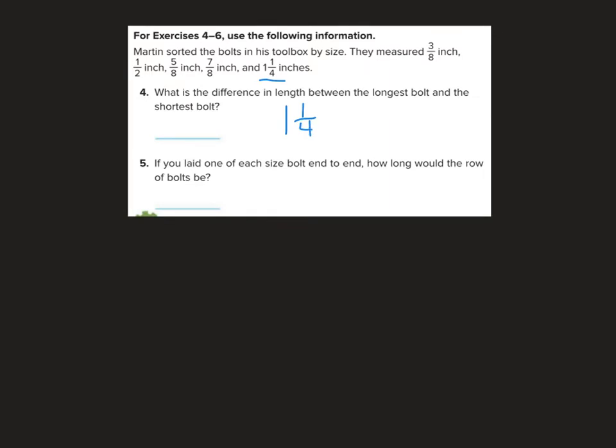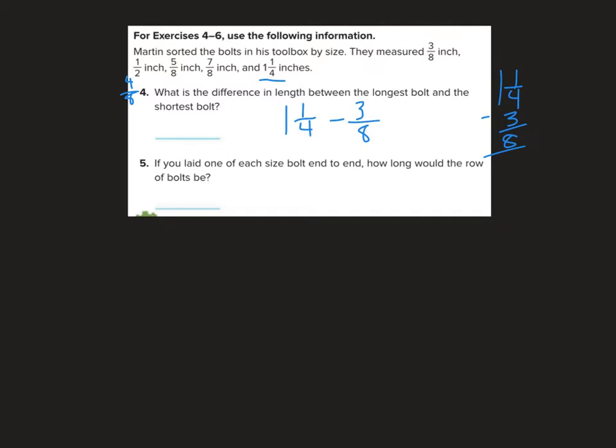So our biggest is going to be 1 1/4 inches. And then our smallest is going to be 3/8 inch because they put it in order, right? Because 1/2 would be 4/8. 5/8, 7/8, 3/8 is going to be the smallest. So then I'm going to subtract 3/8. So if I put it on top of each other, 1 1/4 minus 3/8. First I need to get my common denominators because I can't take 1/4 minus 3/8. Can't do it.